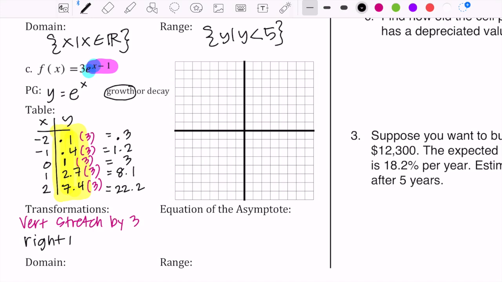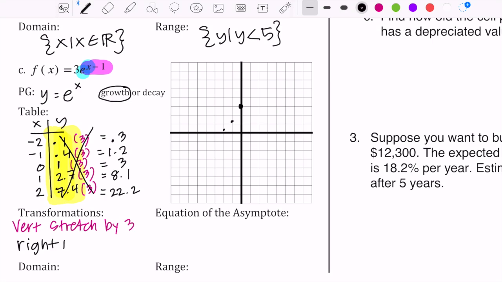So we're going to plot the ones with just the stretch first. So that's going to be -2.3, and then -1 is going to be at 1.2. And then we have, I'm going to cross these out so I don't get confused by those, 0, 3. And then 1, 8.1. And this other 22.2 is way too big to be on our graph, but we're just going to know that the graph is going to come from a very steep place.